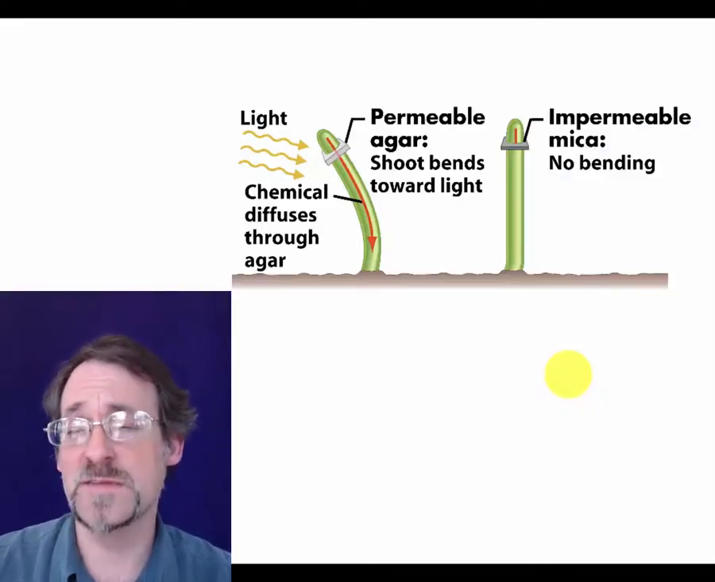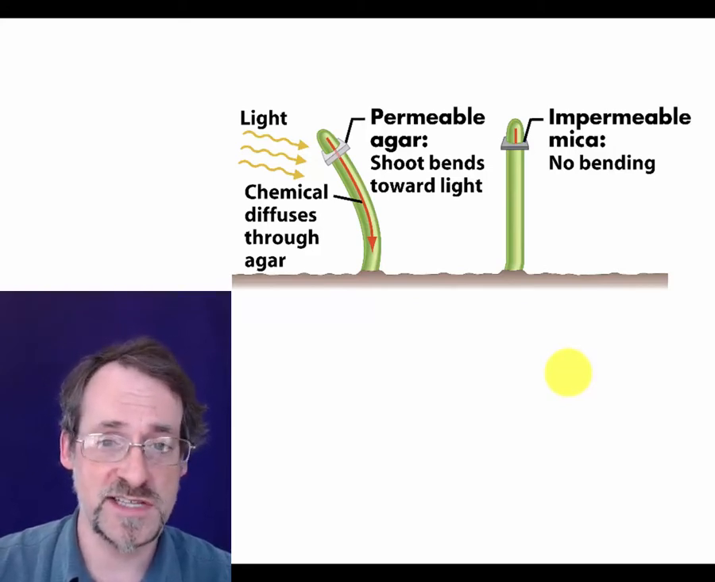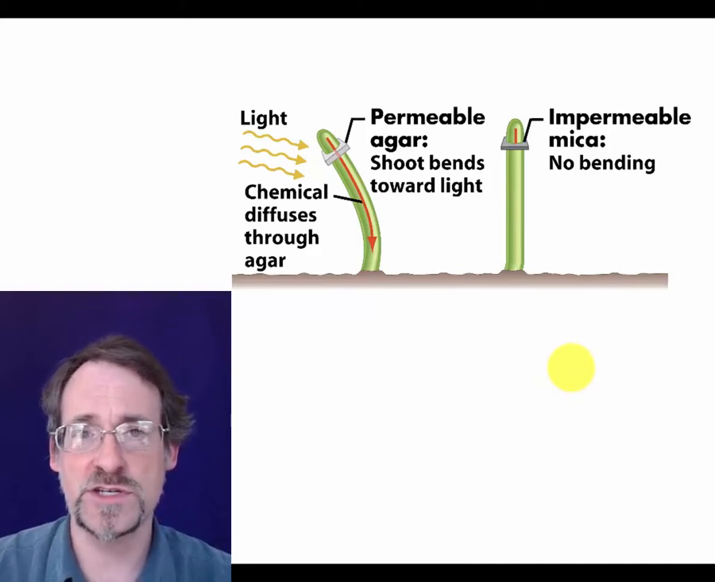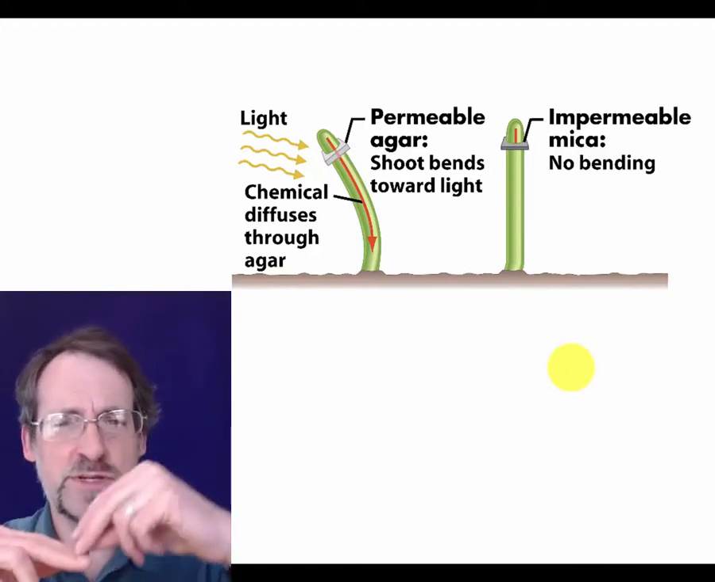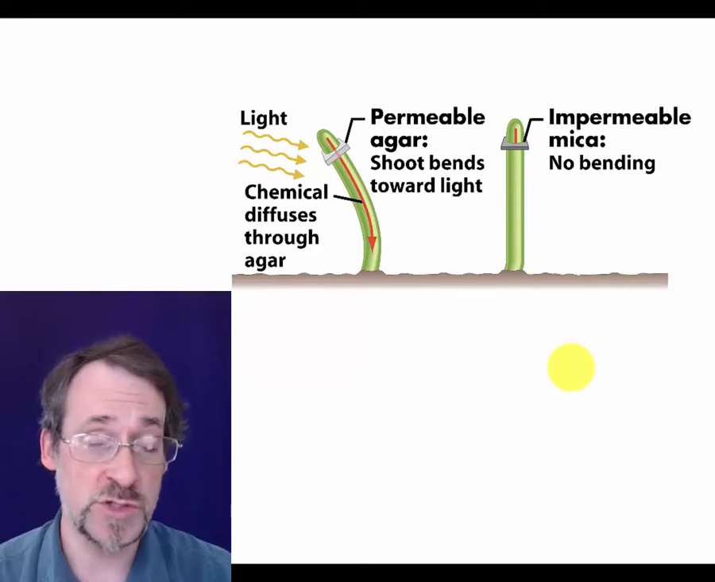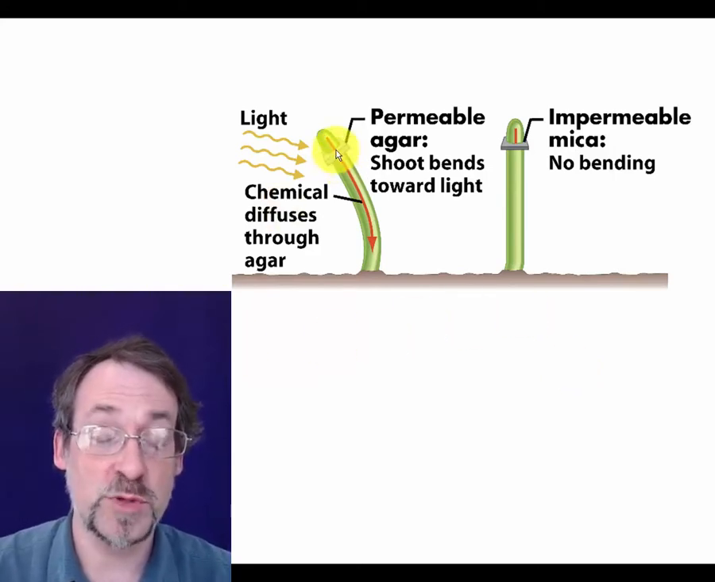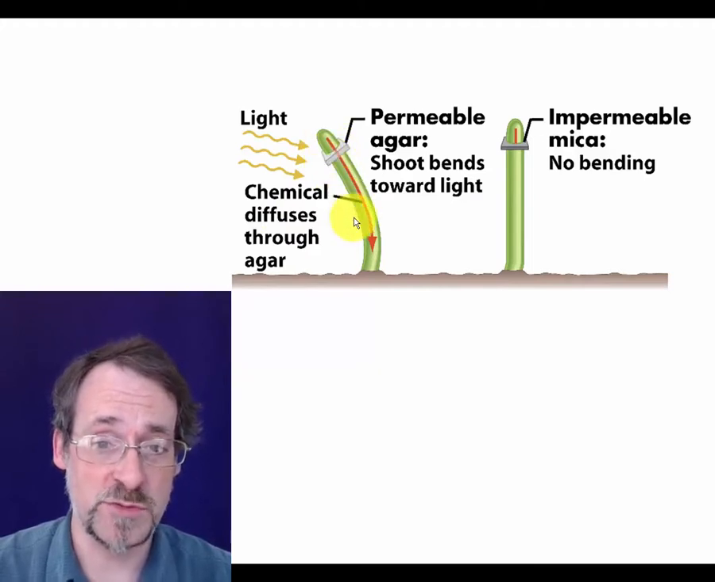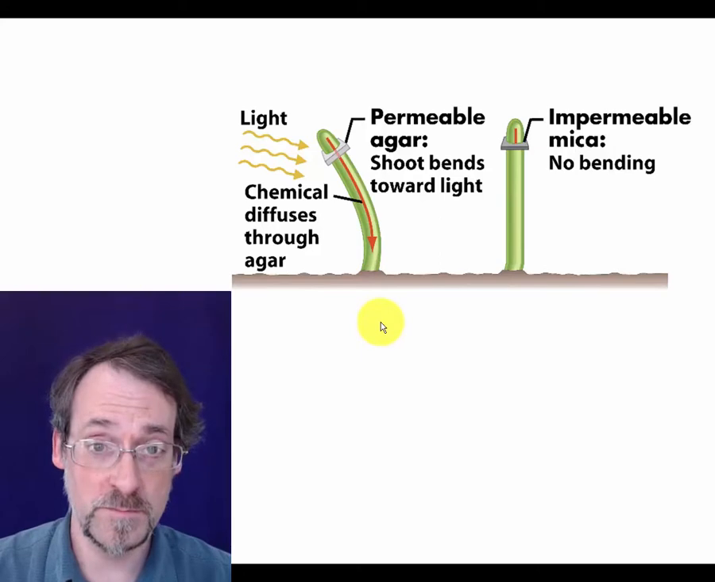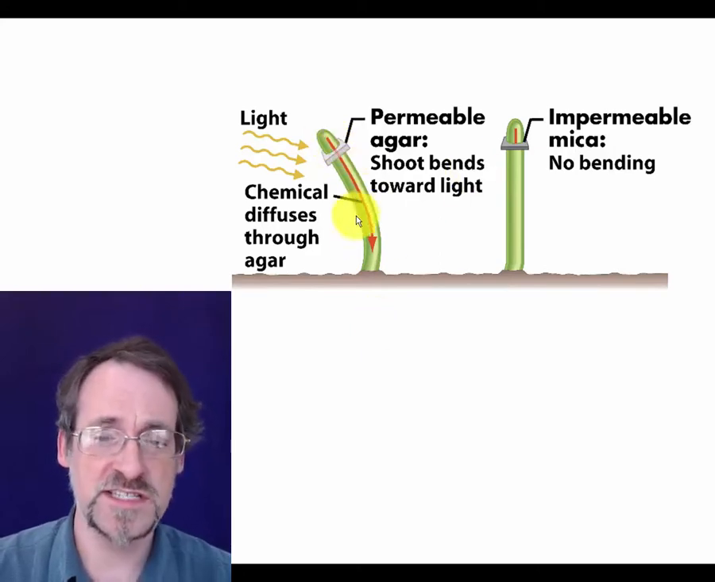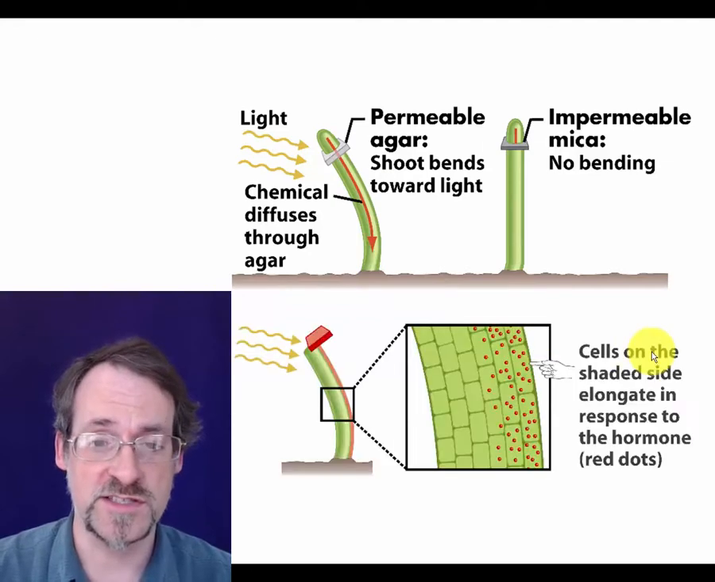You may have done some of these experiments in, say, high school or in other science classes, but a nifty thing that you can do is you can take the tip off a growing shoot and you can put different materials in between that tip and the rest of the plant. If you put something that is permeable to water flow in between, the shoot will behave perfectly normally, which suggests that it is something that is moving through fluid that causes this change.